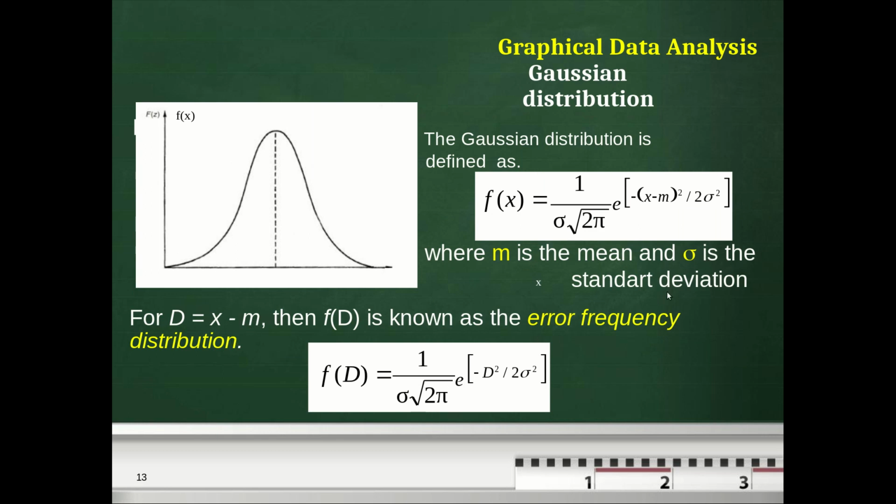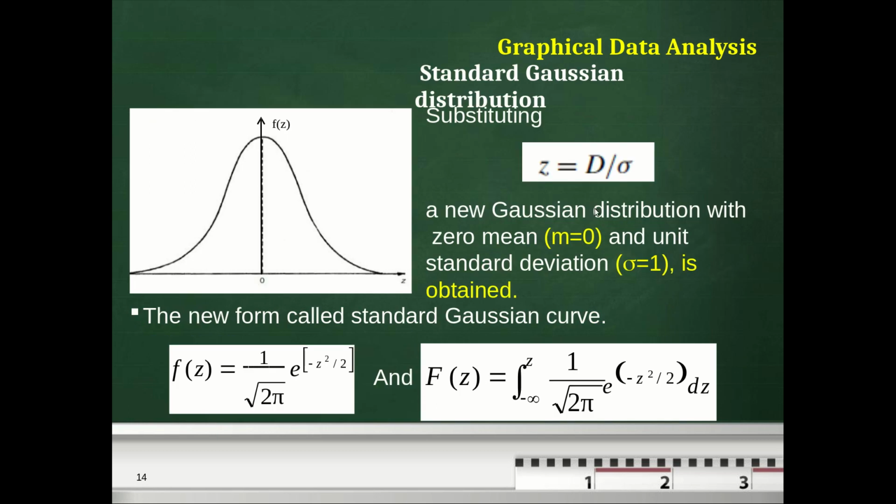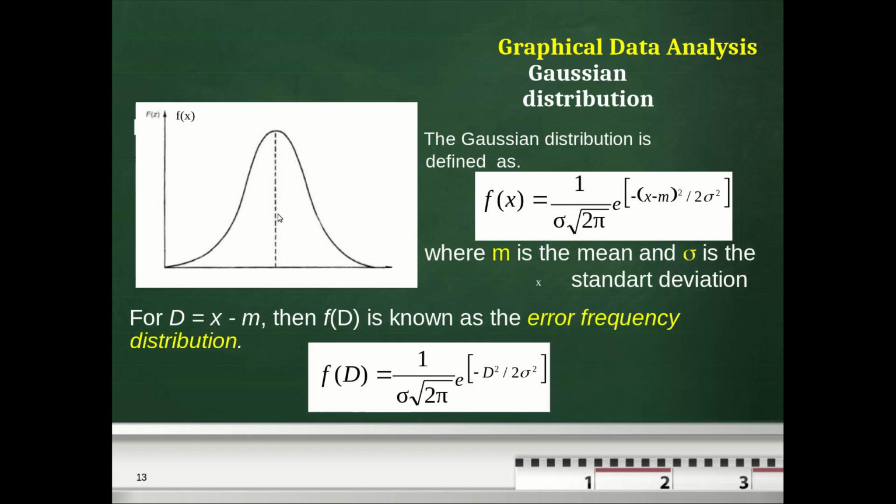So d over sigma is equal to z. If we put z in the same equation as the Gaussian distribution, we now have a new Gaussian distribution, but with zero mean and sigma equal to 1. This is the standard Gaussian distribution.